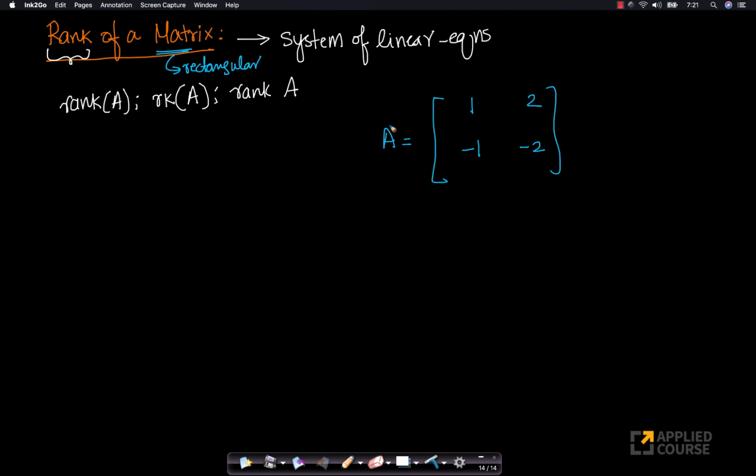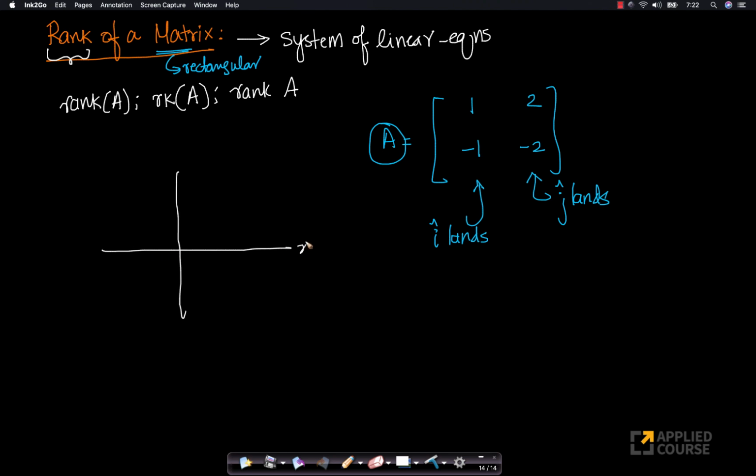If this matrix A represents a linear transformation, then this is where my I hat lands, and this is where my J hat lands, from the concept of simple linear transforms. If you try to imagine this geometrically, how does it look? Look at this. This is my x-axis and this is my y-axis. My I hat was initially here, and my J hat is initially here.